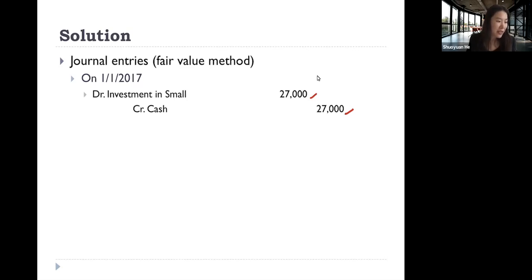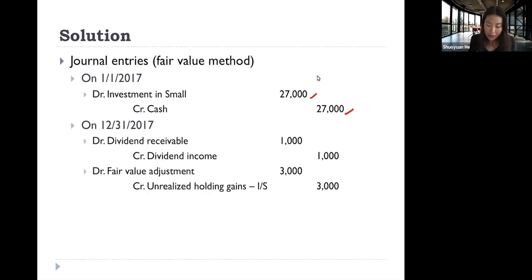Small declares a dividend of 10,000. This matters for Big, and Big needs to report it as its dividend income because Big is using the fair value method. So the journal entry is to debit dividend receivable, credit dividend income. And because Big owns 10% of Small, 10% multiplied by 10,000, the total dividend declared by Small, is 1,000. So that's how we get 1,000 here.